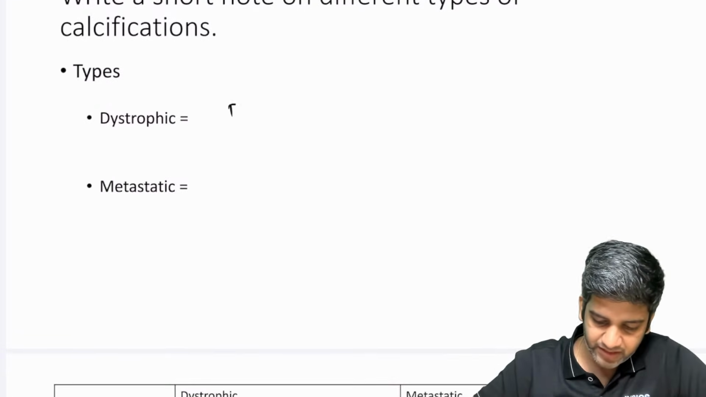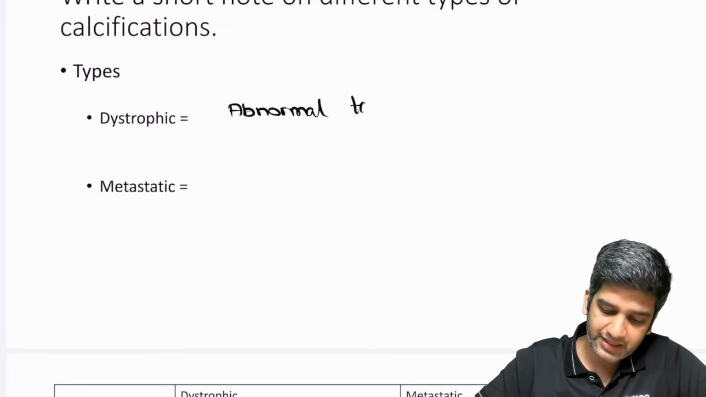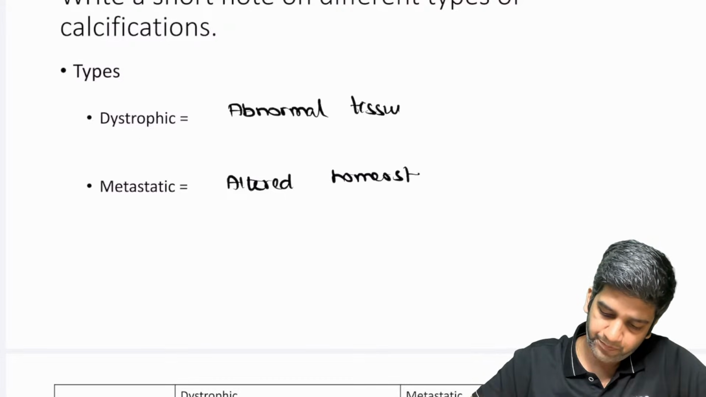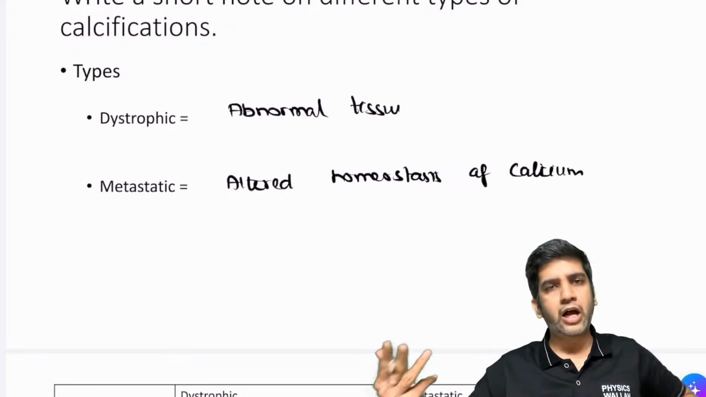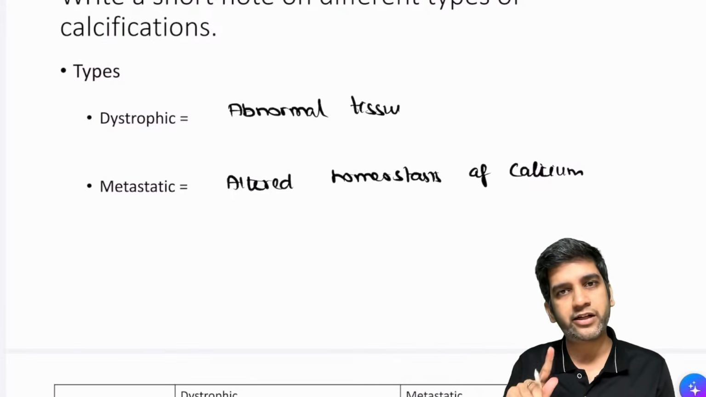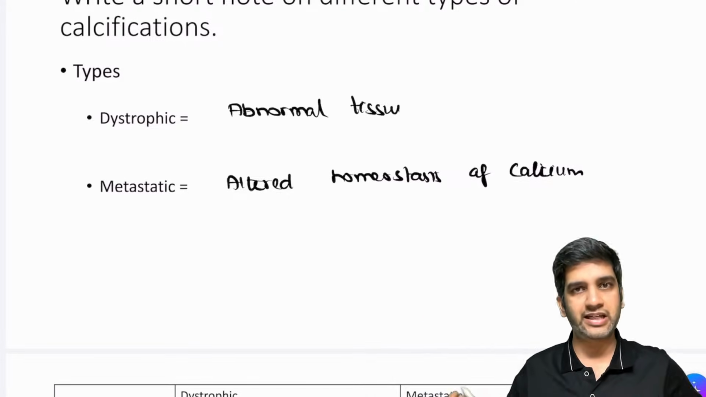Dystrophic, this is abnormal tissue. If you just write this, this will grab the attention of the person. Metastatic is altered homeostasis of calcium. See, this will easily grab the attention of the examiner. It's altered homeostasis of the calcium versus an abnormal tissue, right? Dead or living tissue: dead tissue, degenerated tissue, I have dystrophic. Living tissue, abnormal calcium metabolism, you'll have metastatic calcification, right?